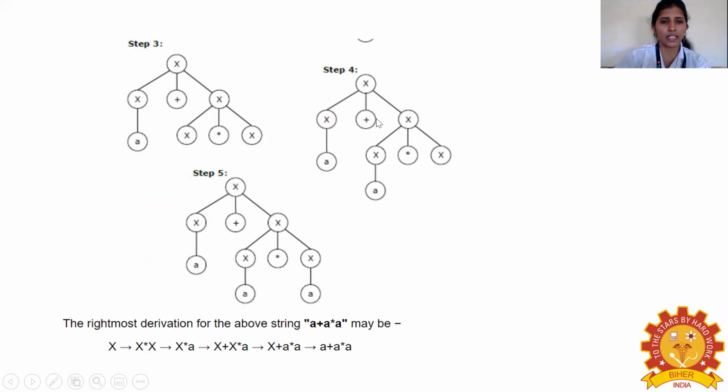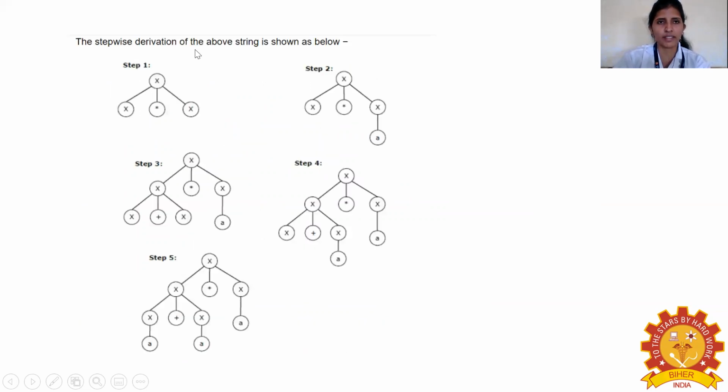Again, the rightmost derivation for the above string a + a * a may be X → X * X → X * a. Instead of the rightmost X, we substitute a, and again instead of the rightmost X, we substitute X + X, giving X + X * a. Again for the rightmost X we substitute a, and for the remaining X we substitute a. So we get a + a * a.